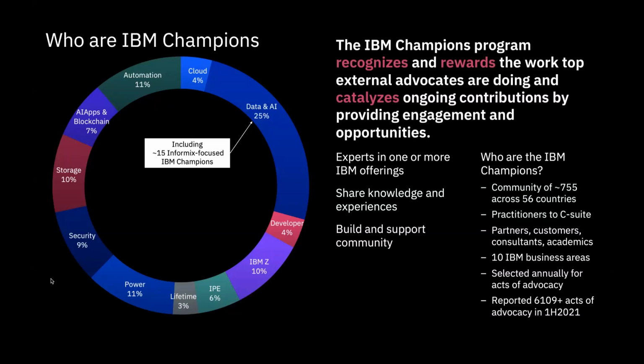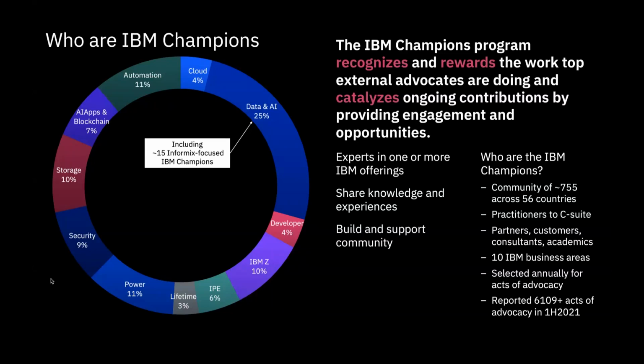So the program recognizes them, it rewards them. We'll talk about some of those benefits in a moment. And then during the year that someone is a Champion, we work to help them be even better Champions. We get them early information on the roadmaps, on the products. We give them access to a community of more than 750 other IBM Champions who can inspire them and help them when they need help.